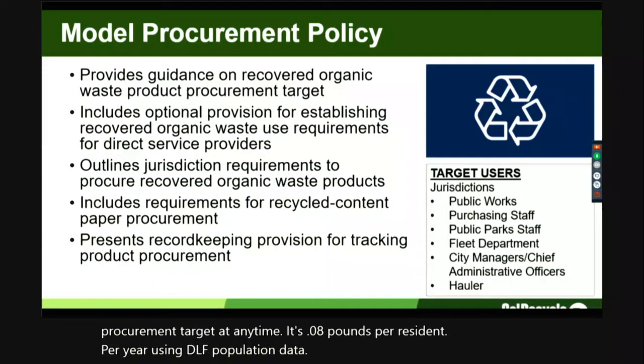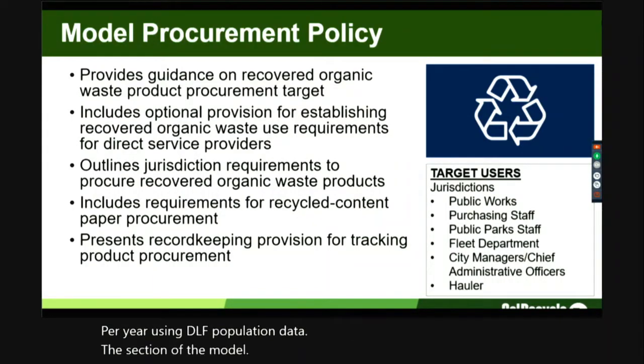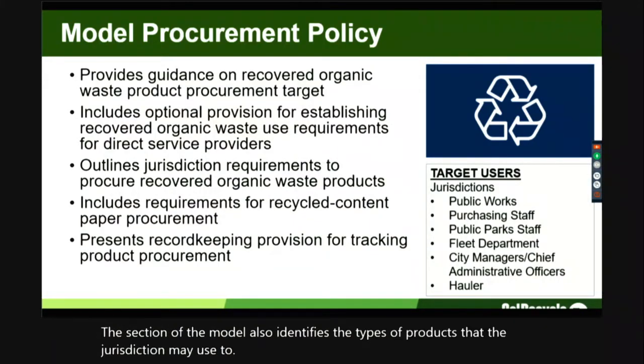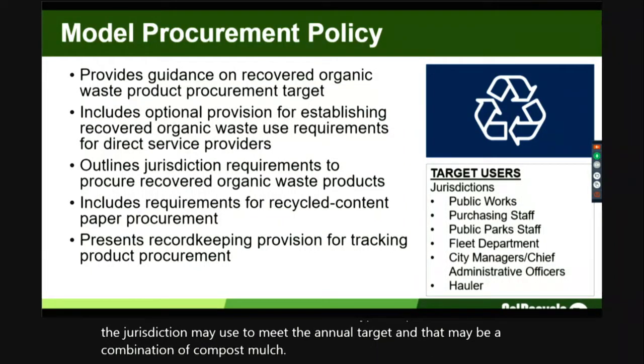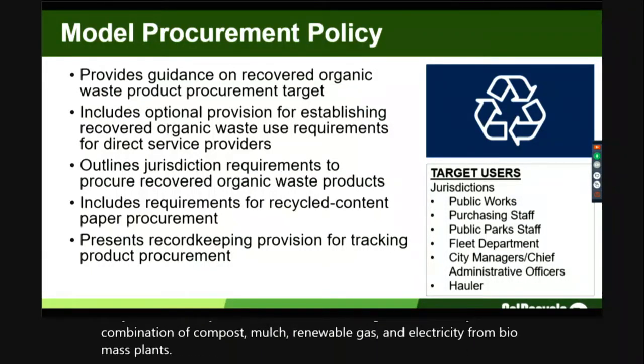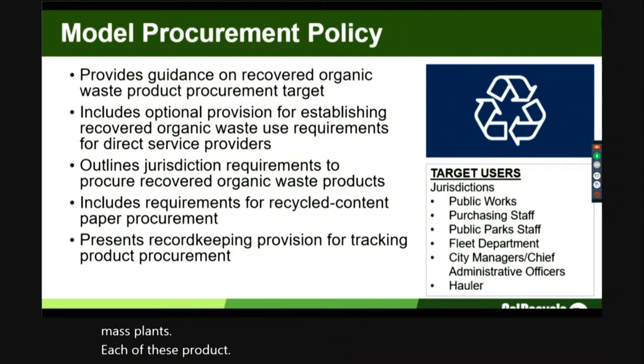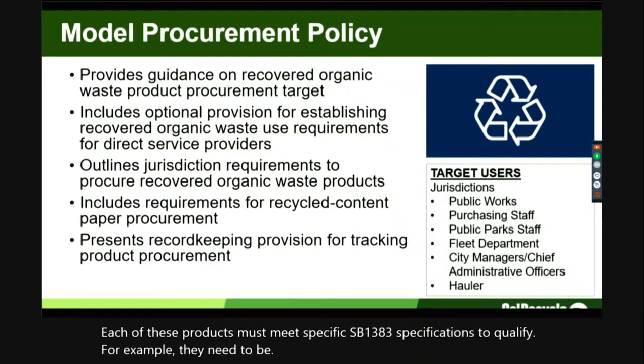The section of the model also identifies the types of products that the jurisdiction may use to meet the annual target, and that may be a combination of compost, mulch, renewable gas, and electricity from biomass plants. Each of these products must meet specific SB 1383 specifications to qualify. For example, they need to be generated in California.